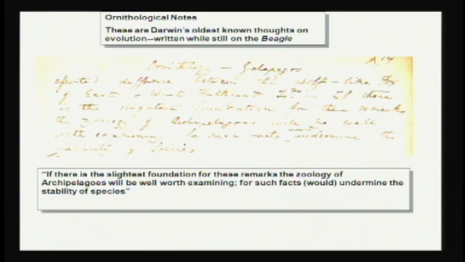He did so once, and the captain would have been very unhappy to find out that this trip would become famous throughout all of history for being the genesis of Darwin's ideas of evolution. So Darwin, I think, was just basically covering himself there when he said, for such facts, and then he inserts would undermine the stability of species.